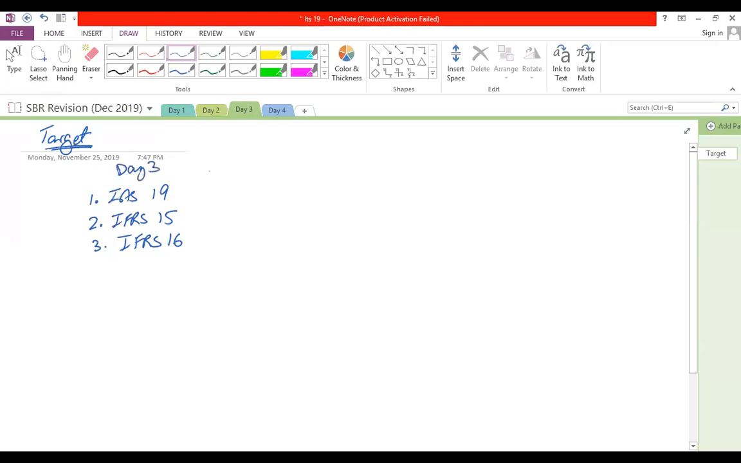So these 3 are the main areas that we're going to cover in today's session, which is day number 3. And in day number 4, we are going to cover the financial instruments, which is IAS 32 and IFRS 9, and we are going to cover the area of deferred tax, which is IAS 12. So these are the main areas that we are targeting in day 3 and day 4 to cover.